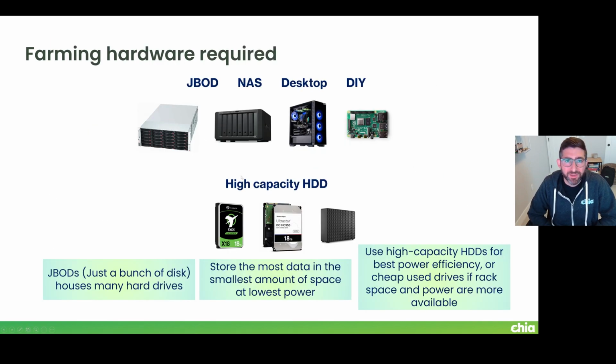So when you think about what hardware is required, people are generally acquiring JBODs, because JBODs are just a bunch of disks, and that's the best place to put a lot of hard drives. This is what enterprises are designing to have high capacity in a low amount of space. As far as terabytes per rack unit, it's very dense storage. In Chia, you generally want to use the highest capacity hard drives you can find.